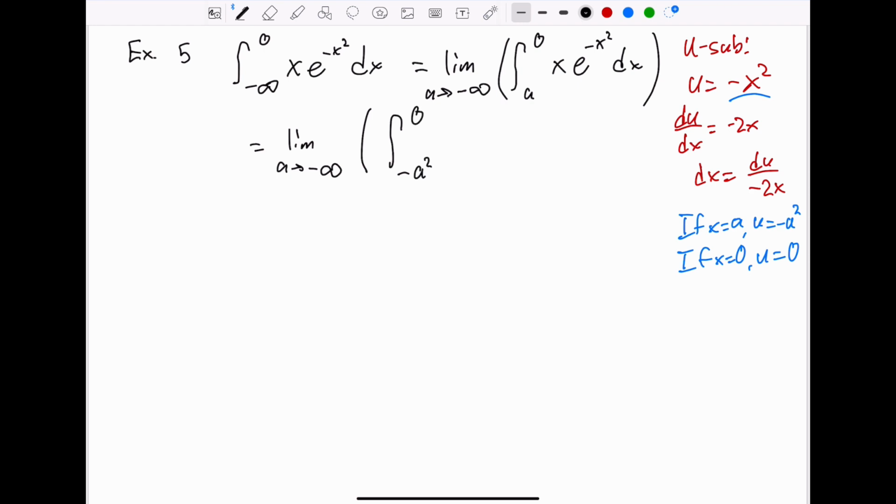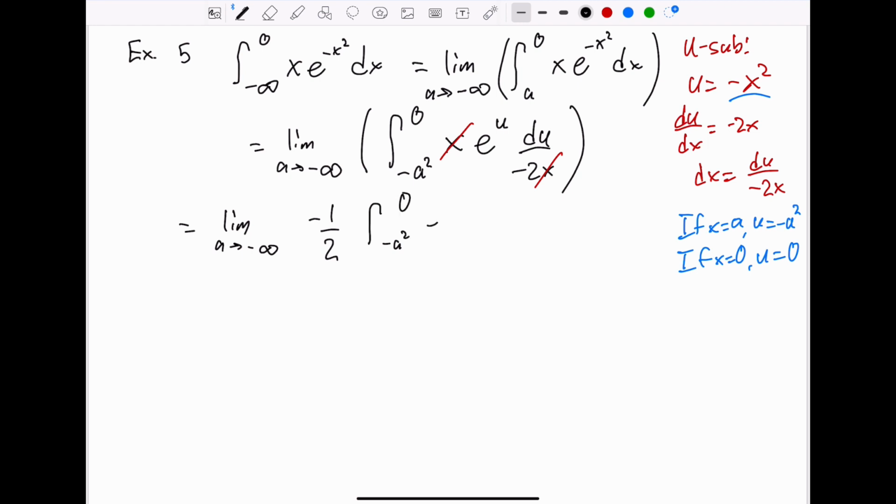And the integral is x times e to the u, and dx becomes du divided by negative 2x. Now my x's can cancel. I have this negative 2 in the denominator. I want to bring that out as a negative 1/2. So I have negative 1/2 times the integral from negative a squared to 0 of e to the u du. The antiderivative of e to the u is simply e to the u. So negative 1/2 times e to the u, integrating from negative a squared to 0.